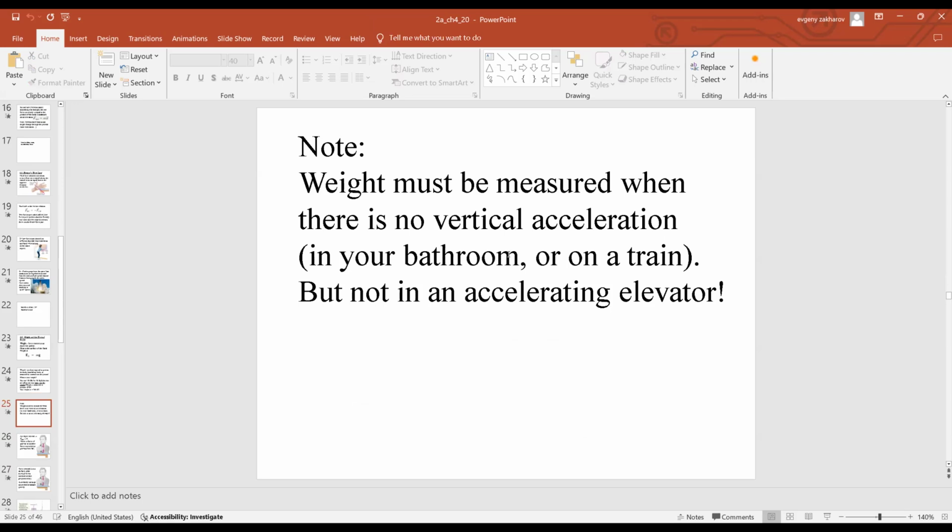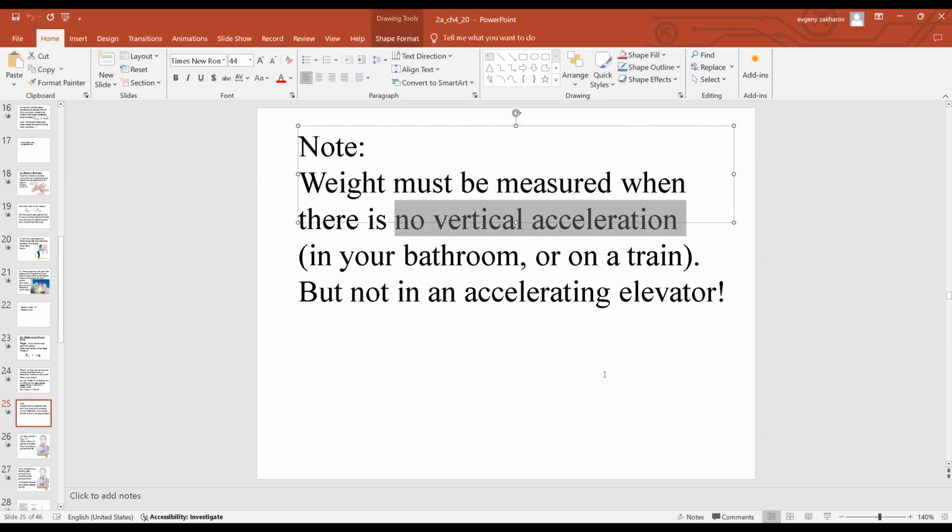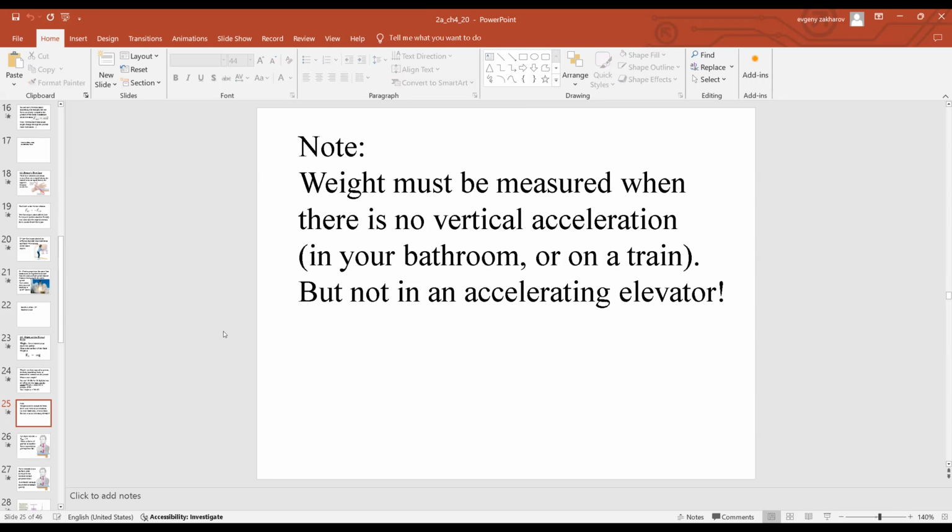Yeah, no vertical acceleration. If there is a vertical acceleration, then you have to do some adjustments, and accelerating in an elevator is not the best way. You will be experiencing either overweight or underweight. So if you're measuring your weight, you don't want any extra vertical acceleration.